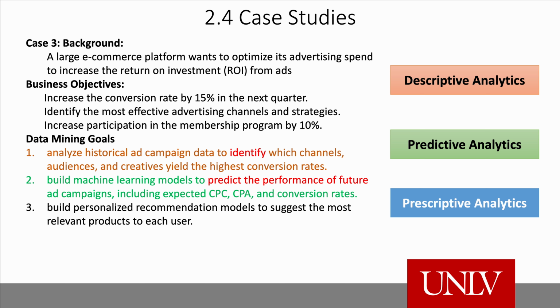And to take things a step further, the company turns to prescriptive analytics. How? By using personalized recommendation models. These systems don't just guess what performance might look like. They tell the platform what to show each user. Whether it's collaborative filtering or market basket analysis, these tools guide real-time decisions to show the right product to the right person, increasing both conversion and membership participation.